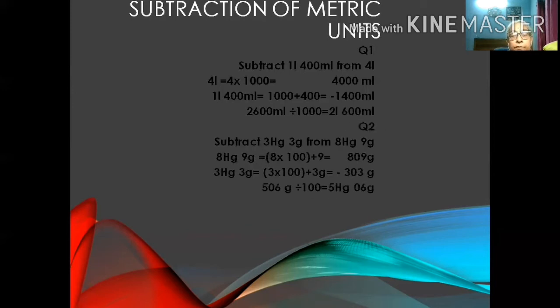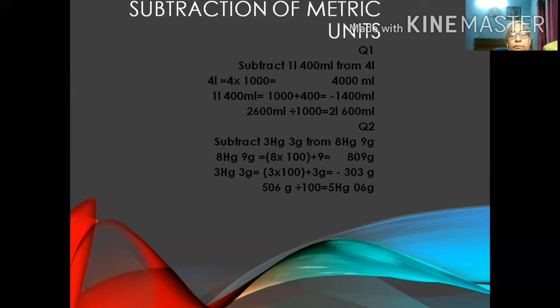Now next one is about gram. Subtract 3 hectogram and 3 gram from 8 hectogram and 9 gram. So from means that is the bigger unit. So first we change 8 hectogram and 9 gram. 1 hectogram is equal to 100 gram, so it will be 8 into 100 plus 9, that is 809 gram.